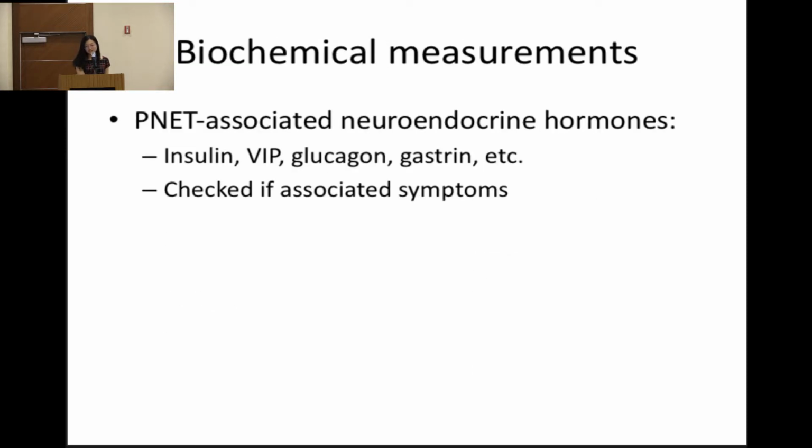Similarly for PNETs, which actually have a whole bunch of different syndromes depending on the hormone that's secreted, several things can be checked depending on what your symptoms are. But again, NCCN guidelines don't recommend checking if you're asymptomatic.